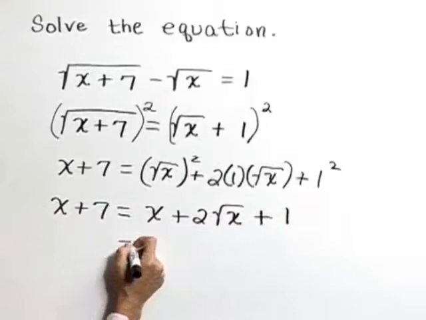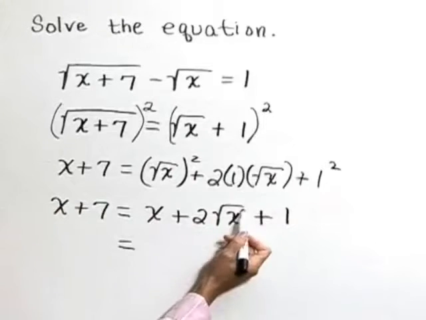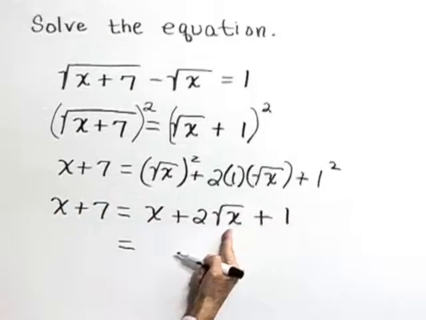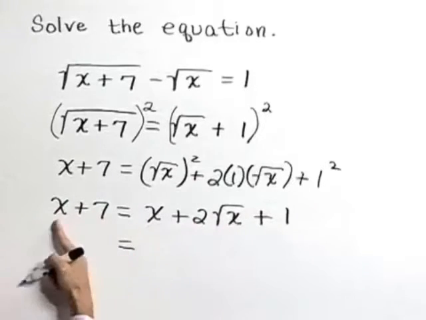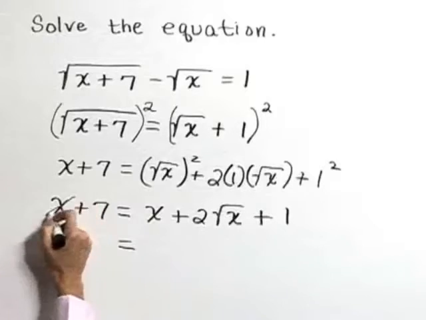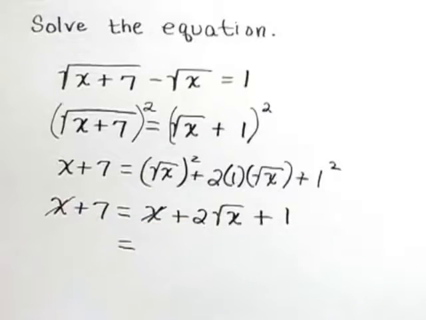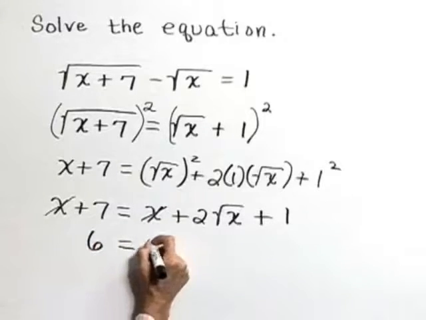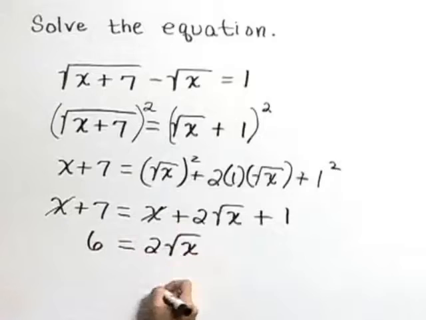As a next step, we see that we still have a square root radical in this equation. Let's isolate it and then square both sides again. Subtracting x from both sides eliminates the x. If we subtract 1 from both sides, 7 minus that 1 is 6. So 6 is equal to 2 times the square root of x.